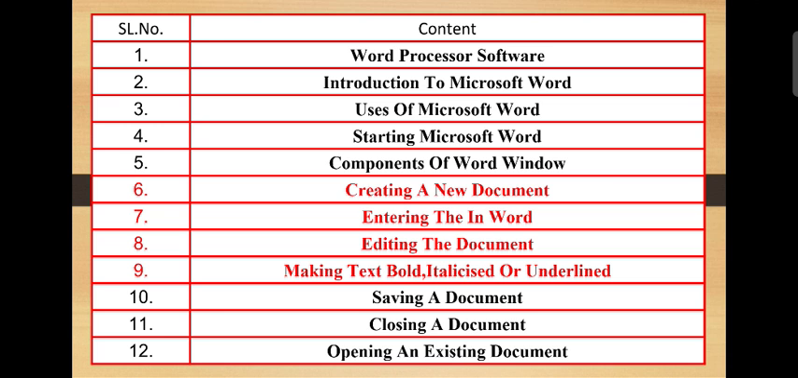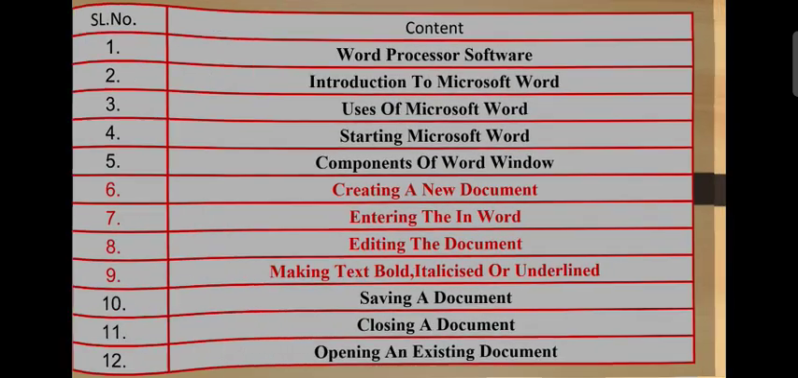This is the content of this chapter. In my previous video, I already discussed up to components of the Word window, and today I am going to start from creating a new window, entering text in Word, editing the document, making the text bold, italic or underline. So these four contents I am going to discuss in this video. Now move on to the main topic.